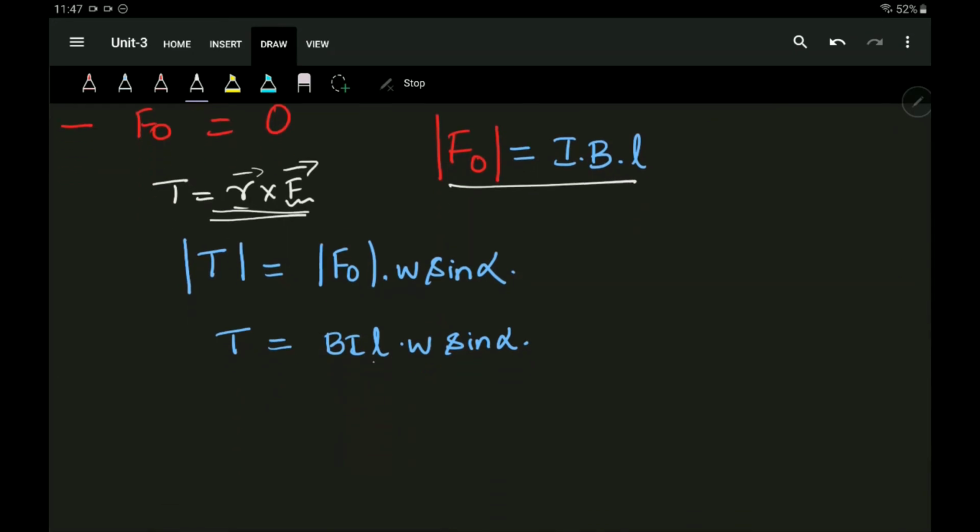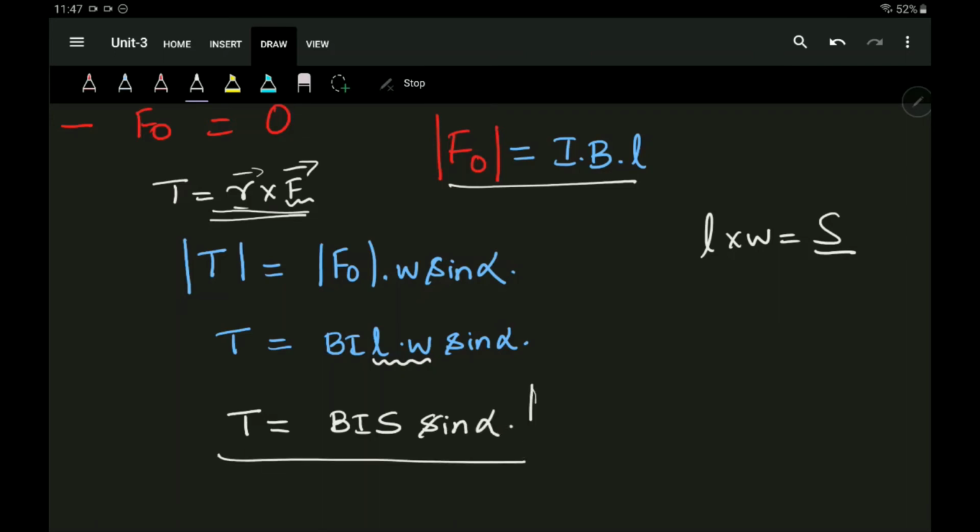because it is again a cross product, right? So if you see here, LW is what? Length into width is nothing but the area of that particular current element. Hence, we can define the torque as BIS sine alpha, where S is the surface area of that particular current element. So this is the expression for the magnetic torque that is experienced by it.